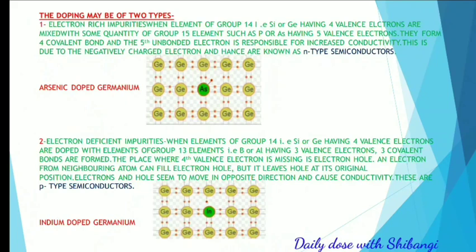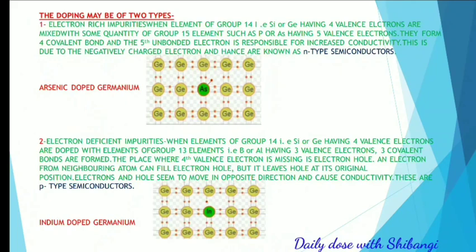You can see a figure showing arsenic-doped germanium. So these are examples of N-type semiconductors, that is silicon and germanium of group 14 doped, or mixed, with an element such as phosphorus or arsenic that has 5 valence electrons. So this forms the N-type of semiconductors.